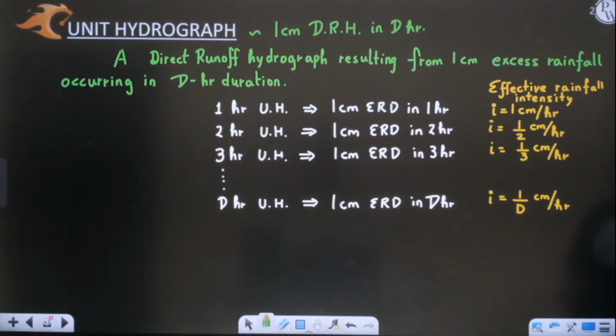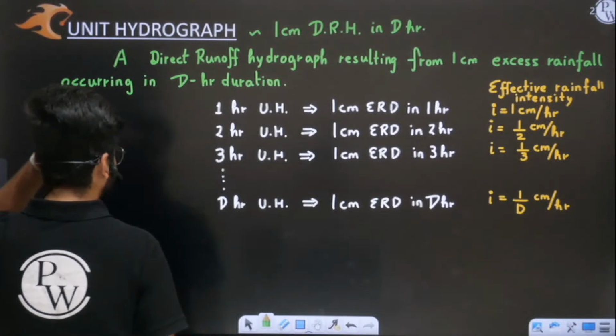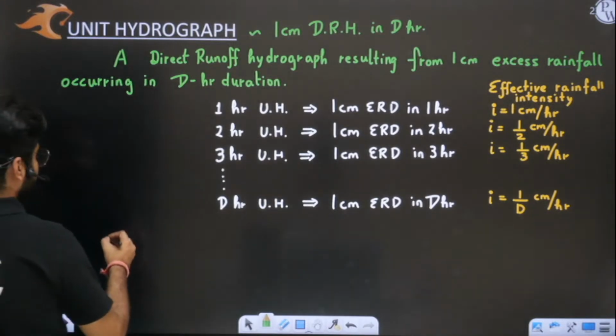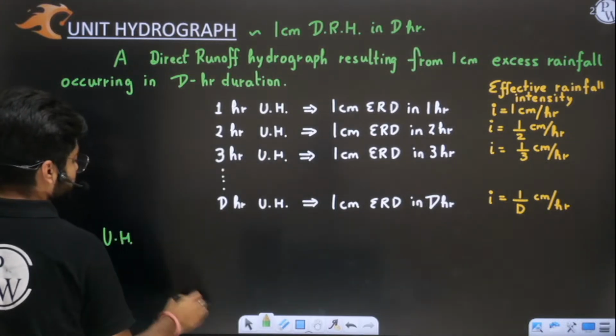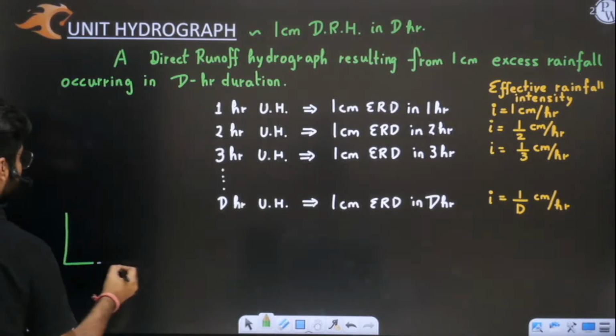Which is occurring in DR. So this is your unit hydrograph. This is the main concept. Now, sir, why are we studying this? The concept is, basically you need to understand the effect of the unit hydrograph. You need to understand one thing. Now let us say you have a unit hydrograph.